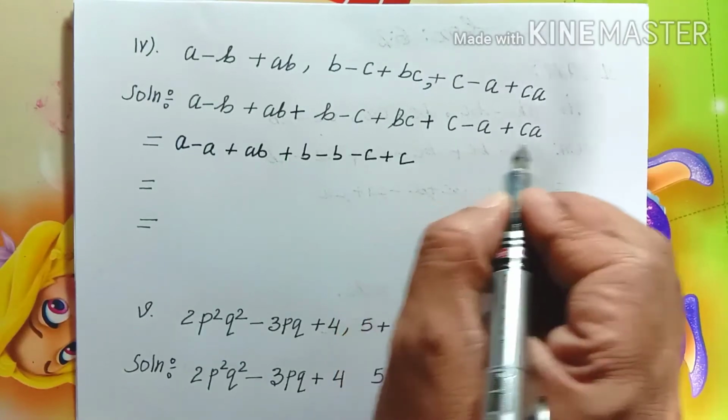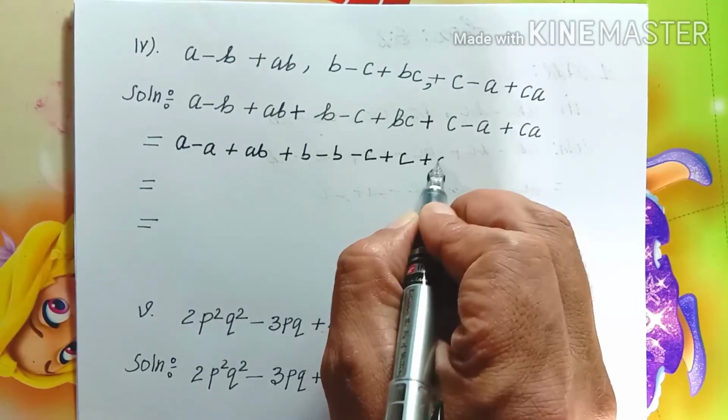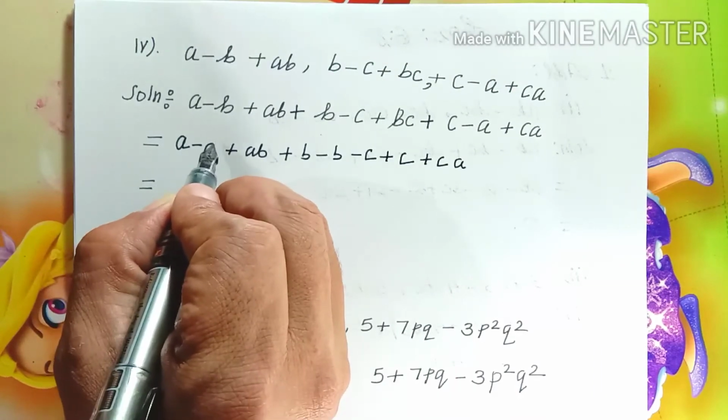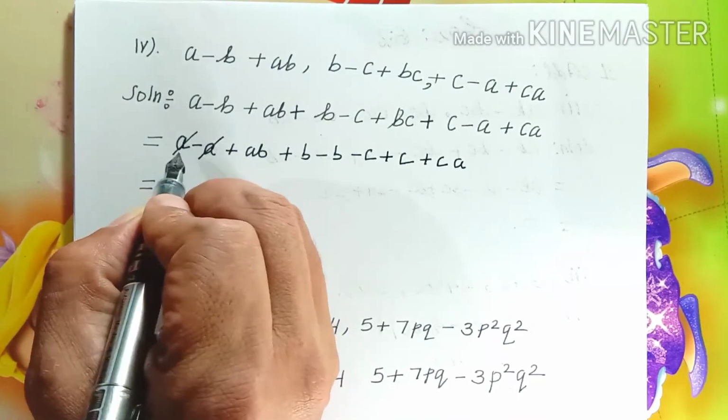After that here we left with a plus ca. So we can see here a minus a, which is 0, which means we can cancel.